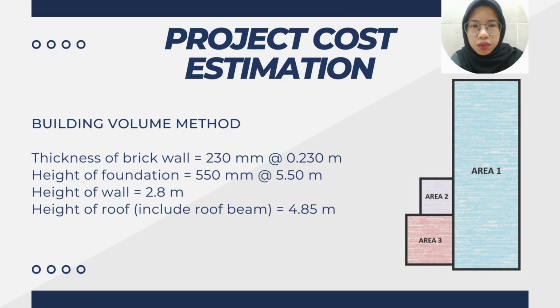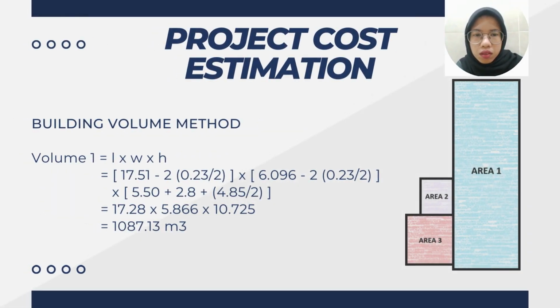Next, for the building volume method, we need to consider all these values so that we can continue to calculate the overall cost. For the volume calculation, we use length times width times height, and for volume 1 we got the answer, which is 1087.13 meter cube.